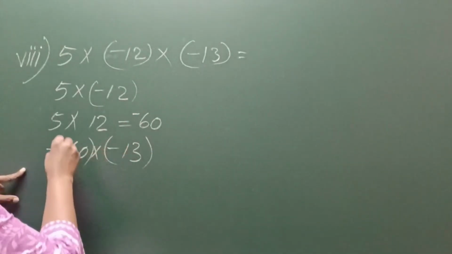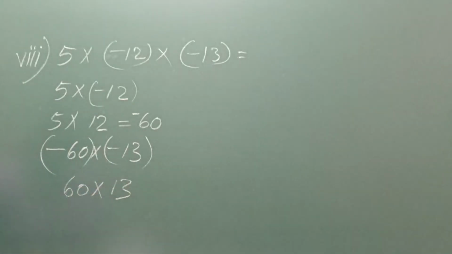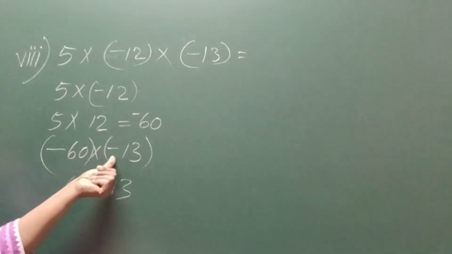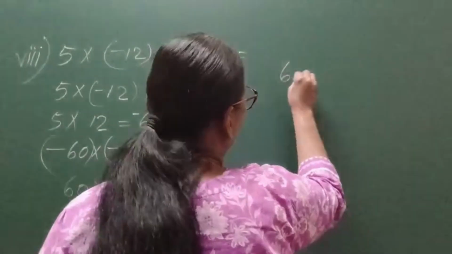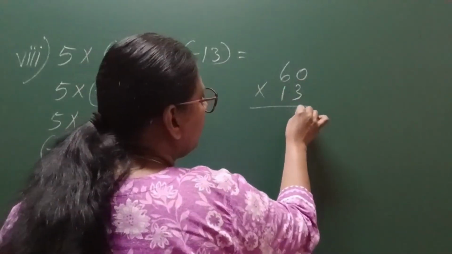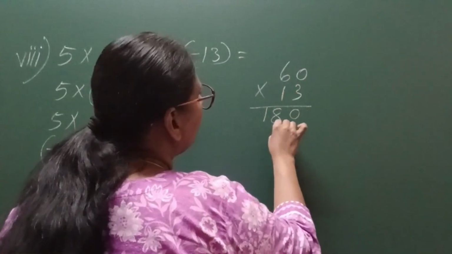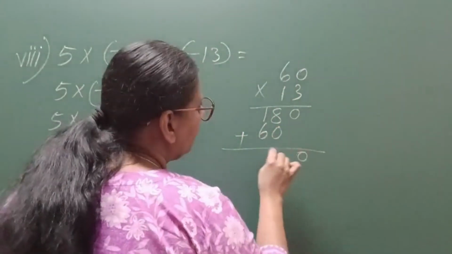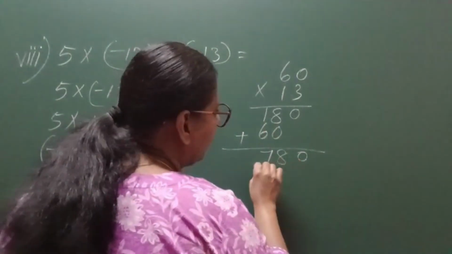Now, for both we have to find the absolute value. That is 60 into 13. Okay, the absolute value of minus 60 is 60, and of minus 13 is 13. So 60 into 13 we will multiply now. 3 zeros are 0. 3 6s are 18. 1 zero is 0. 1 6 is 6. Now we'll do the addition. 0. 8 plus 0 is equal to 8. 1 plus 6 is equal to 7.